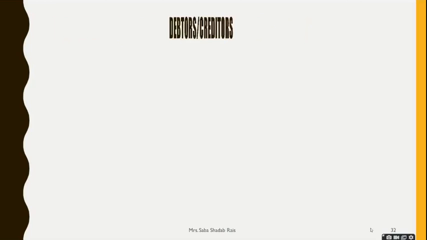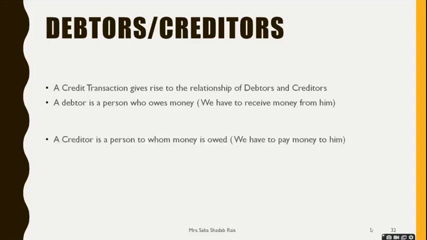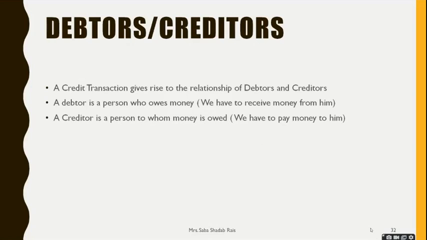The next term is debtors and creditors. When we do a credit transaction, at that time we get two types of relationship. One is the debtor and another is the creditor. First, we'll talk about the debtor. A debtor is a person who owes money, meaning one from whom we have to receive the money. Second is the creditor. A creditor is a person to whom money is owed. We have to pay money to him.